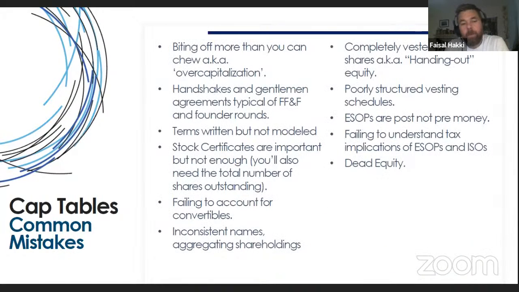What are the very common mistakes of cap tables? The first one basically correlates to what I said earlier about keeping a clean cap table. If you basically raise too much money, you will have to award too much equity against it. So you bite off more than you can chew, you overcapitalize. How do you avoid overcapitalizing?